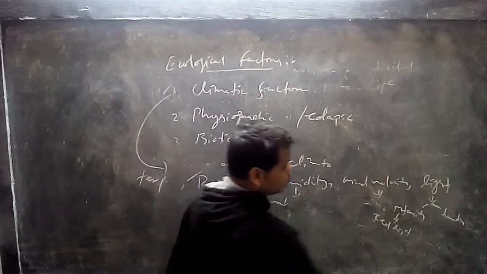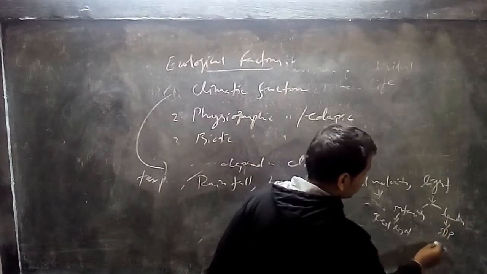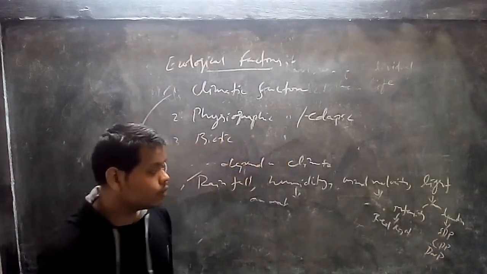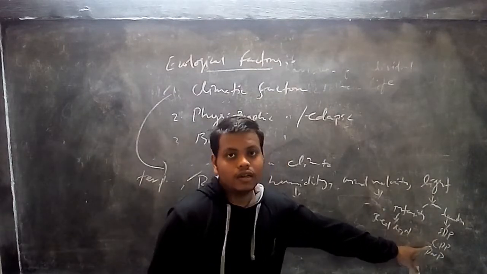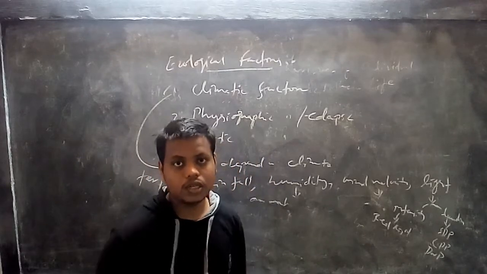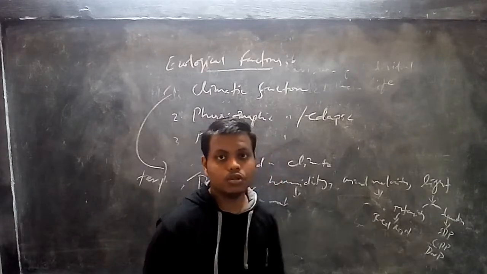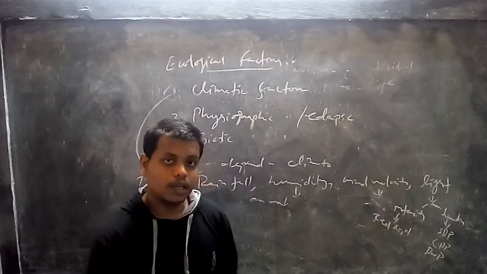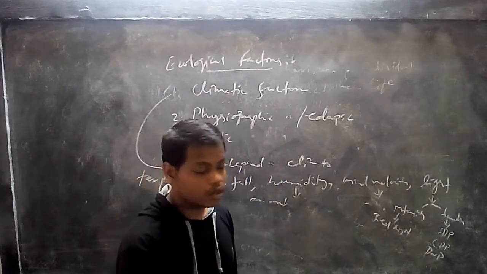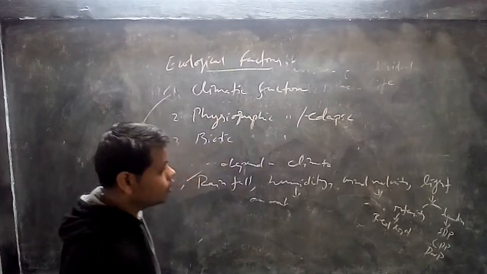According to the light duration, plants are classified into short day plants, long day plants, and day neutral plants. In short day plants, flowering occurs when they are exposed to less sunlight. When flowering occurs when a plant is exposed to a maximum amount of light, that is called a long day plant. And a day neutral plant is one in which flowering occurs when it is exposed to average sunlight.